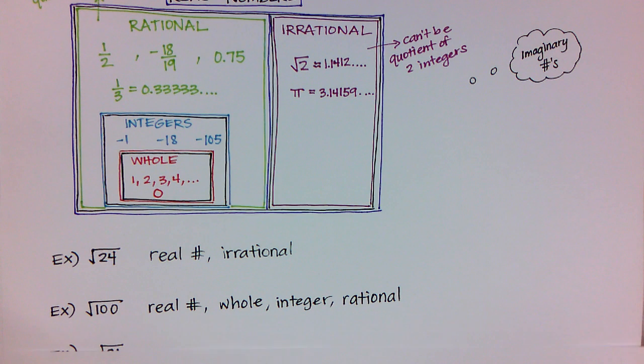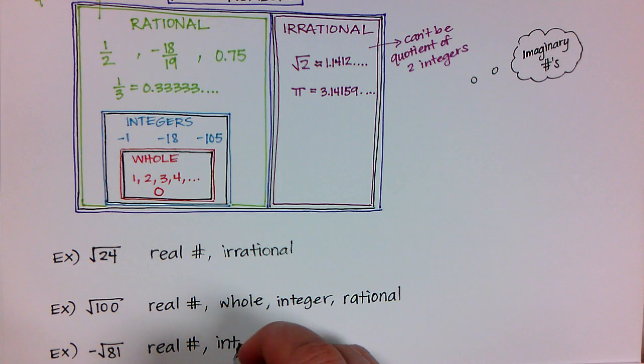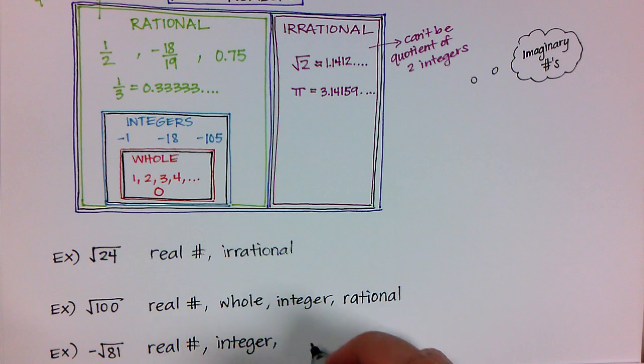All right, here's the last one. Negative square root of 81. So this is a real number. And if I take the square root of 81, that's 9. So the number negative 9 is an integer. It's not a whole number. But I can also write negative 9 as negative 9 over 1, which is a rational number.